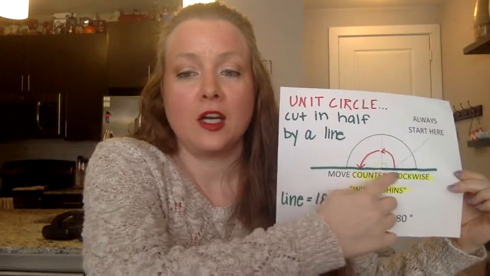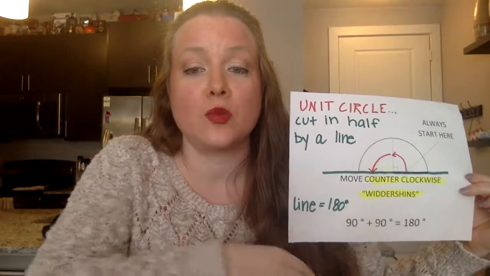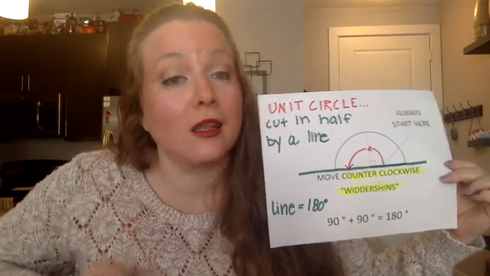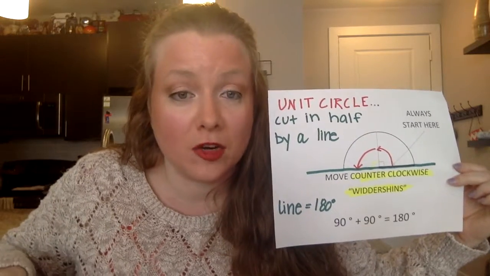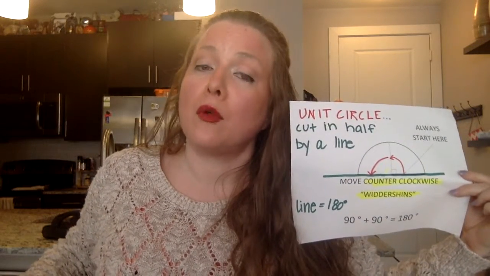And notice here you got a box. I want you to always see this box even if they don't draw it. 90 plus 90 is 180. And notice how the circle is cut in half with a line. A line is 180 degrees just like a semicircle. And if I were Harry Potter, I'd be saying, we travel widdershins, which means counterclockwise.